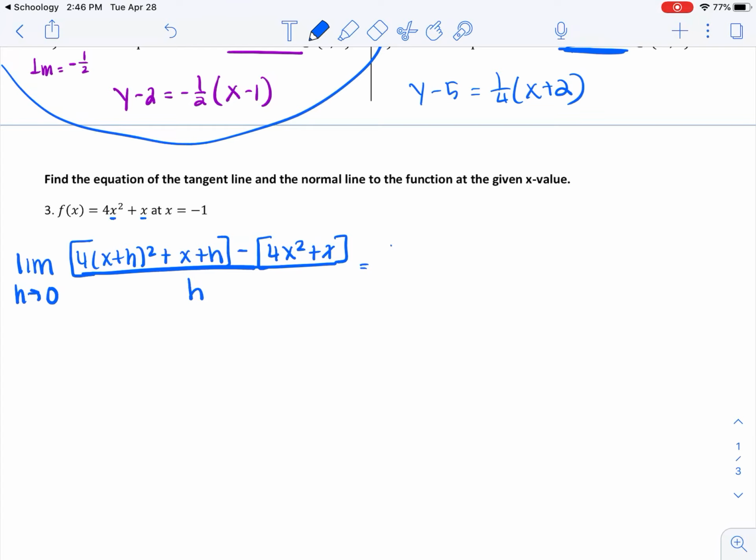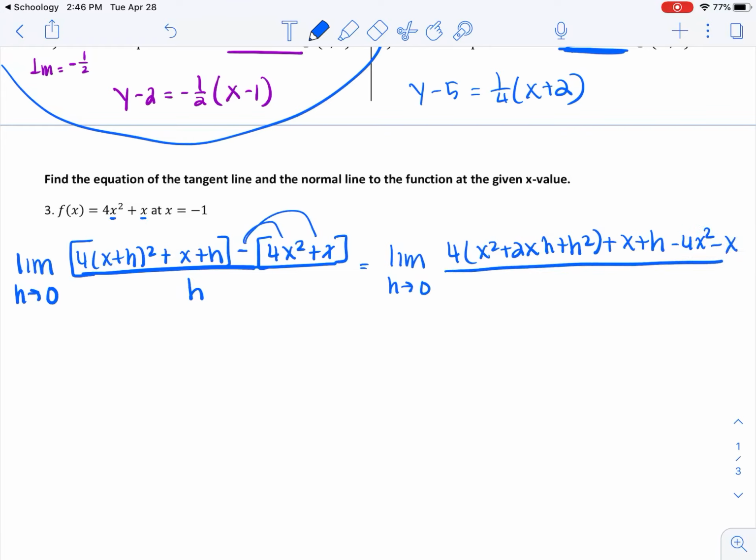All right, now I got to clean this up. So I have the limit as h approaches 0 of 4 times x squared plus 2xh plus h squared plus x plus h, and then distribute your negative here. So minus 4x squared minus x all over h. Once again, I like to distribute the 4 right above this so I don't have to make an extra step. So 4x squared plus 8xh plus 4h squared. Cross this off like it was never there.